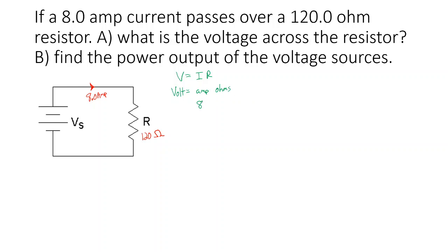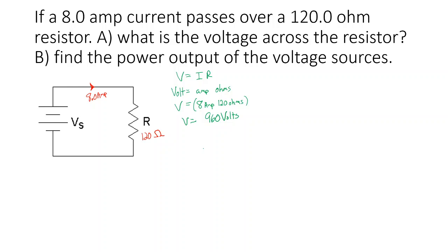So in this one we have 8 amps and 120 ohms, which is going to give us how many volts are passing over the resistor. So again, we have 8 times 120 equals 960 volts. Okay. Then it asks for the power output of the voltage source.